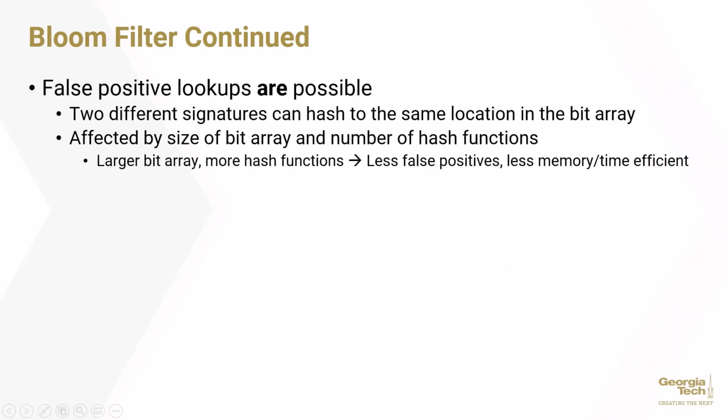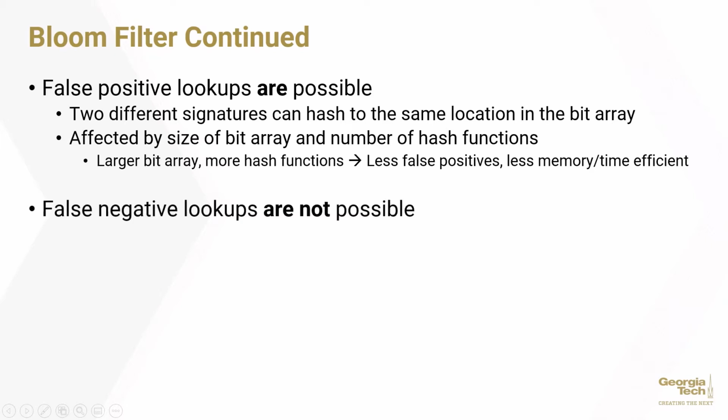So looking more at the Bloom filter, as I mentioned, you can still have false positive lookups. So signatures that aren't part of the database that the Bloom filter says are part of the database. And this can happen if a signature just happens to map to indices that all contain ones. And the frequency that you have these false positive lookups is affected by the size of the bit array, as well as the number of hash functions used. And there's a trade-off that if you have a larger bit array and more hash functions, you'll have fewer false positives, but you're also going to be less memory and time efficient. And the nice thing about the Bloom filter is that false negative lookups are not possible.